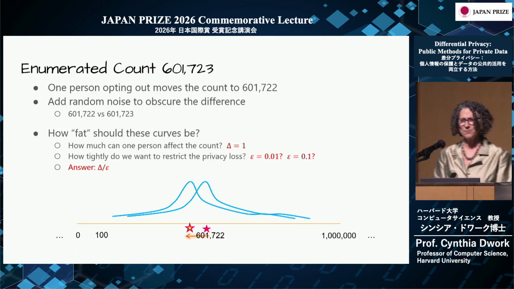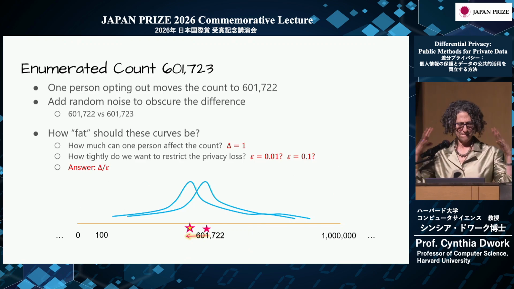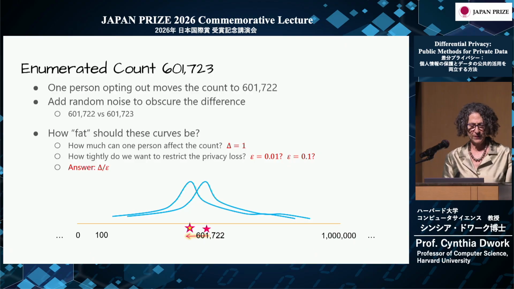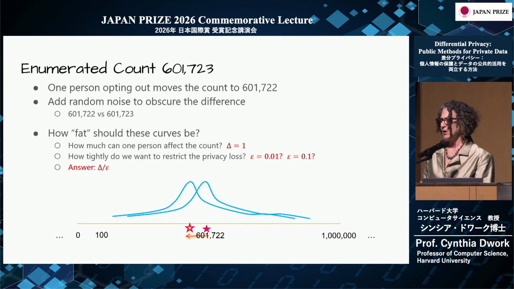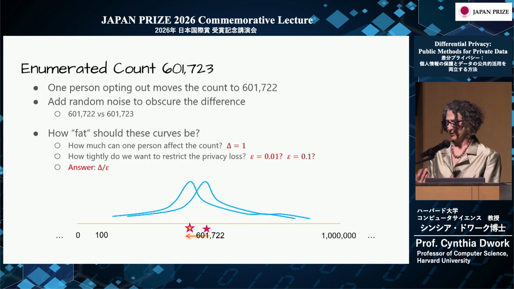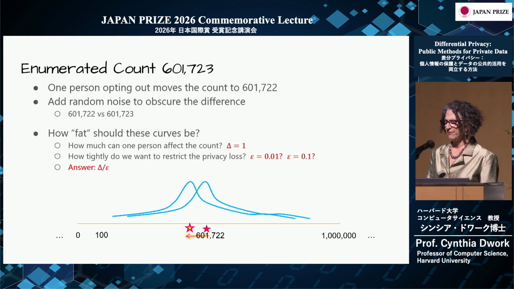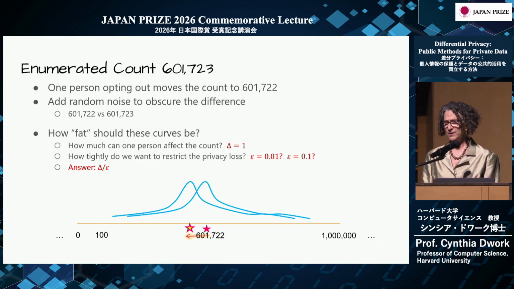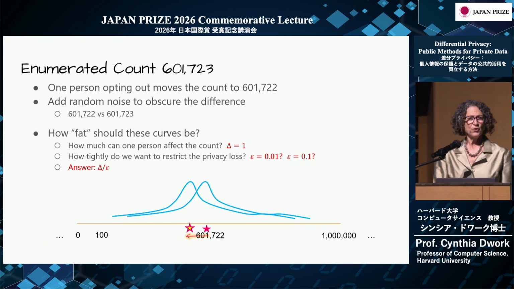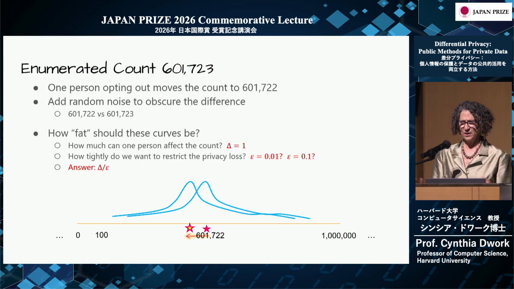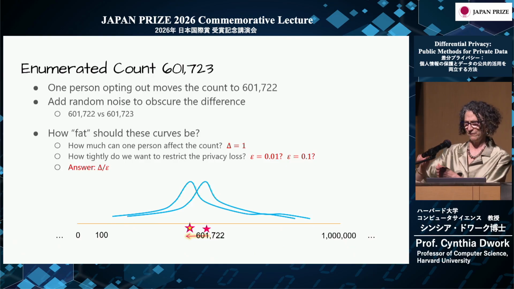So the question is, how fat should that hump in the middle be? How spread out should those two distributions be? There are two key parameters to determining the answer to this. One is, how much can the data of one person affect the count? That's called the sensitivity, and it's denoted delta. Since it's just counting, any individual can affect the count by at most 1. If you opt in, you increase the count by 1. If you opt out, you decrease it by 1.